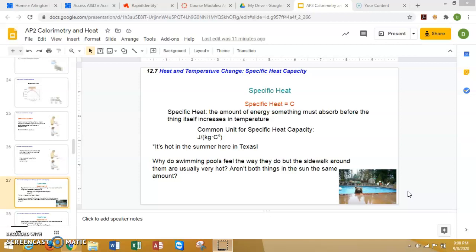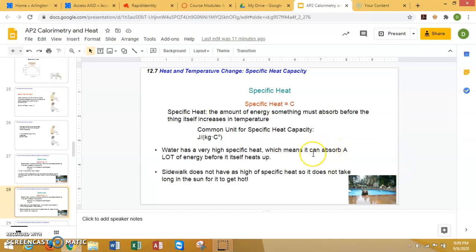And the interesting thing is that all of that stuff, the water and the sidewalk, are all being impacted by the sun all at the same time for the same lengths of time. So why is it that the sidewalk is very hot and the pool feels the way that it does? And the reason is because water has a very high specific heat. So it can absorb a lot of energy before it itself gets hot, whereas concrete really can't.